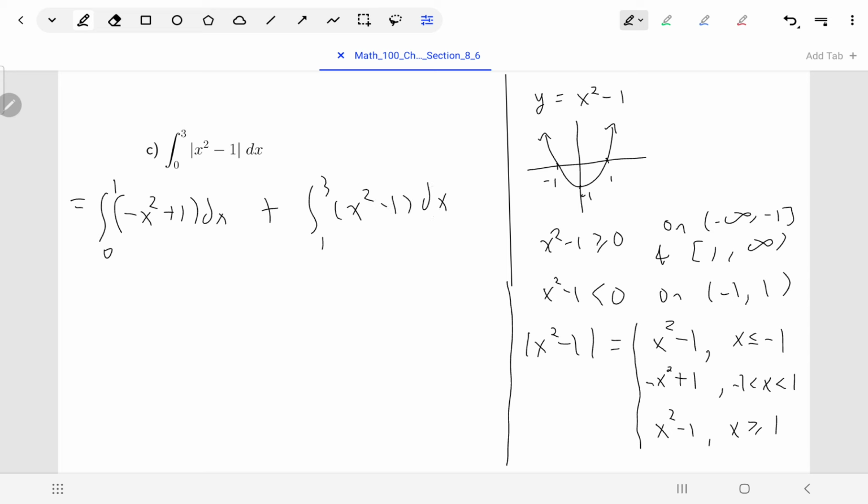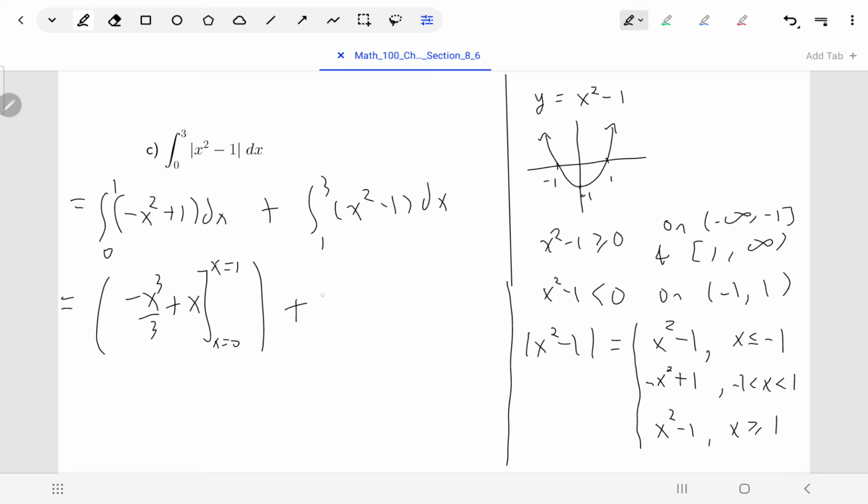So now I've got two definite integrals for me to evaluate. I've got the first one going from 0 to 1 and the second one going from 1 to 3. So I'm going to do two little bits of work here. I'm going to first start off with finding the antiderivatives. So for negative x squared plus 1, that's negative x cubed over 3 plus x. And I'm going to evaluate that between 0 and 1.